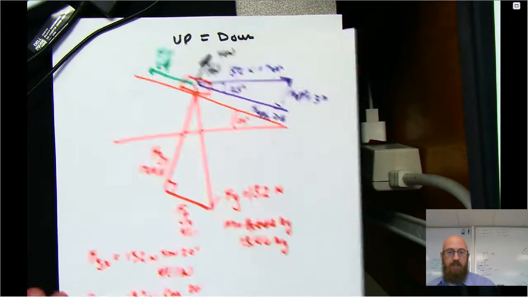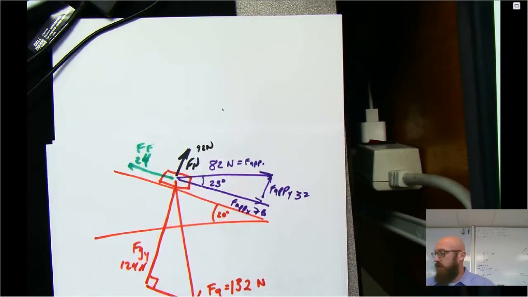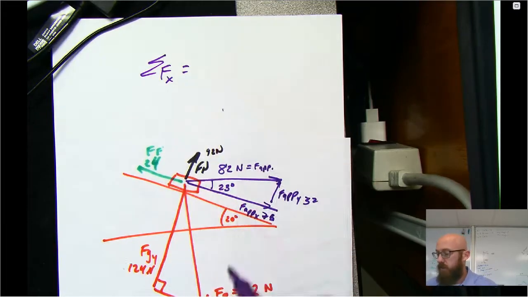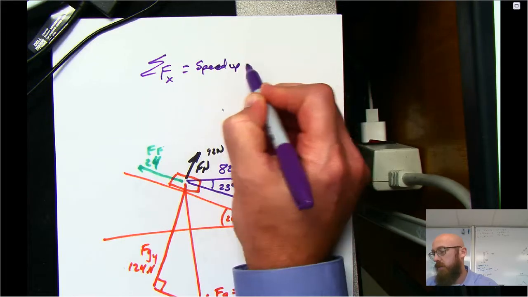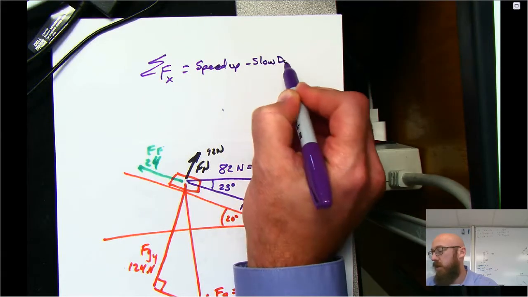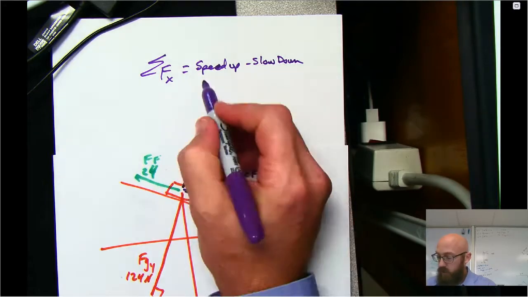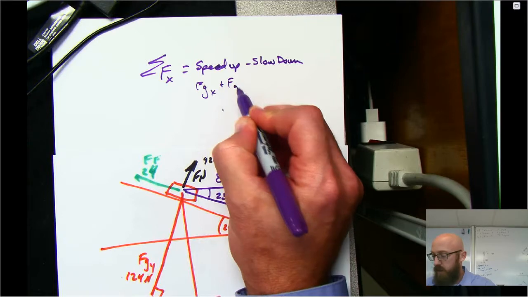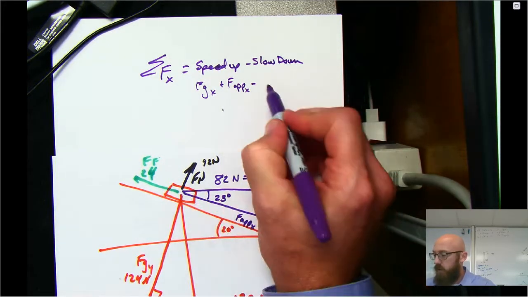Now the question is, does it move right or left? So let's do the sum of the forces in the x direction. Let's slow down. Well, which way is this thing going? I think it's hopefully going downhill. So my force due to gravity in the x plus my force applied in the x, and I'm actually pulling down the hill, minus force due to friction.